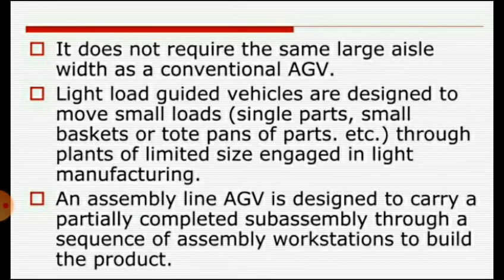So it does not require the same large axle width as a conventional AGV. Light load guided vehicles are designed to move small loads, that is single parts, small baskets and tote pans of the parts through plants of limited size engaged in light manufacturing. And an assembly line AGV is designed to carry a partially completed sub-assembly through a sequence of sub-assembly workstations to build a product.